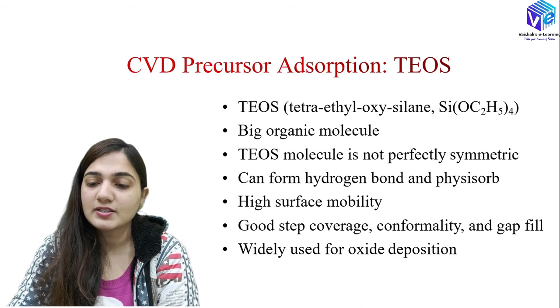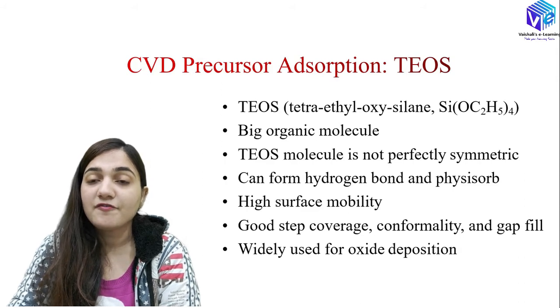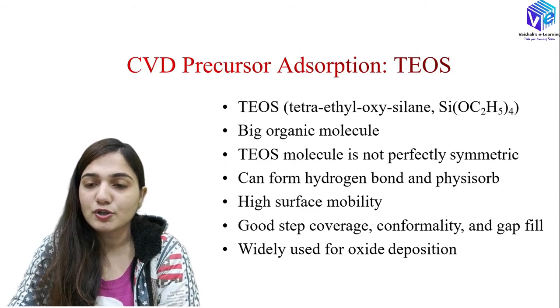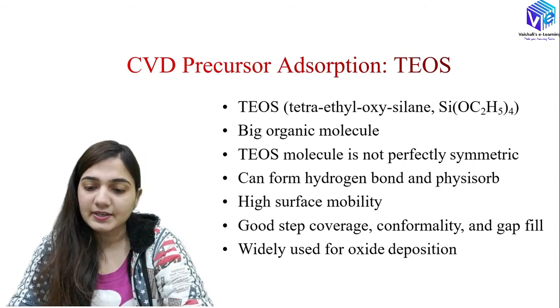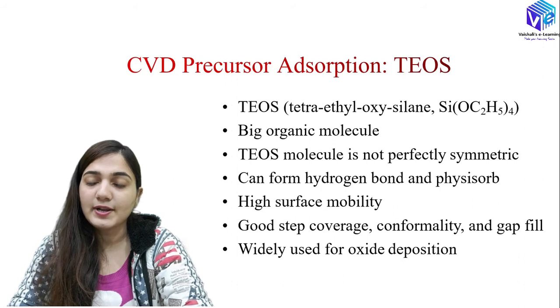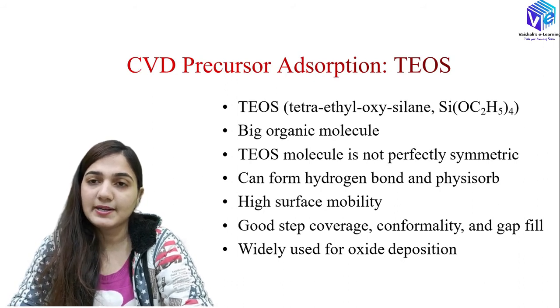TEOS, as I said, it is the name for tetraethyl orthosilicate, Si(OC2H5)4. It is a very big organic molecule. We are going to show you the structure also. TEOS molecule is not perfectly symmetric. It can form the hydrogen bond and also it can physisorb. So we have the higher surface mobility here.